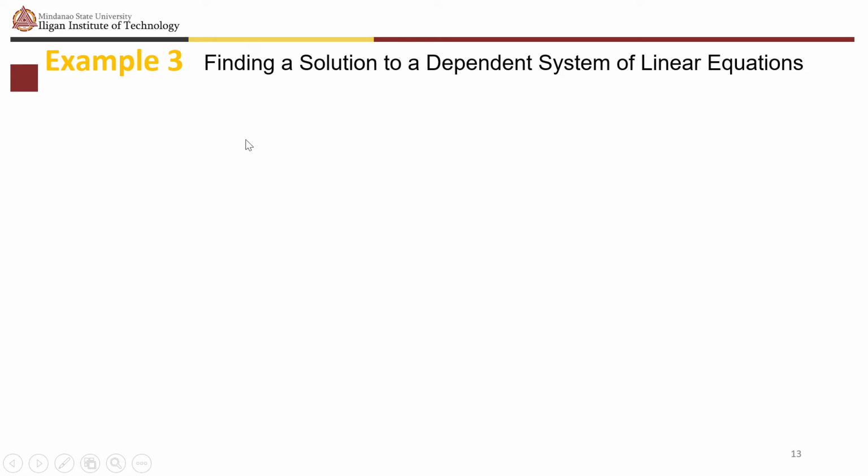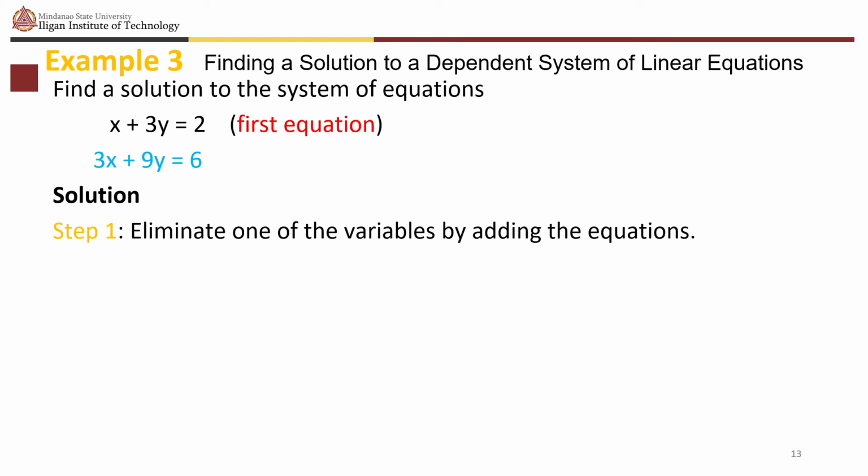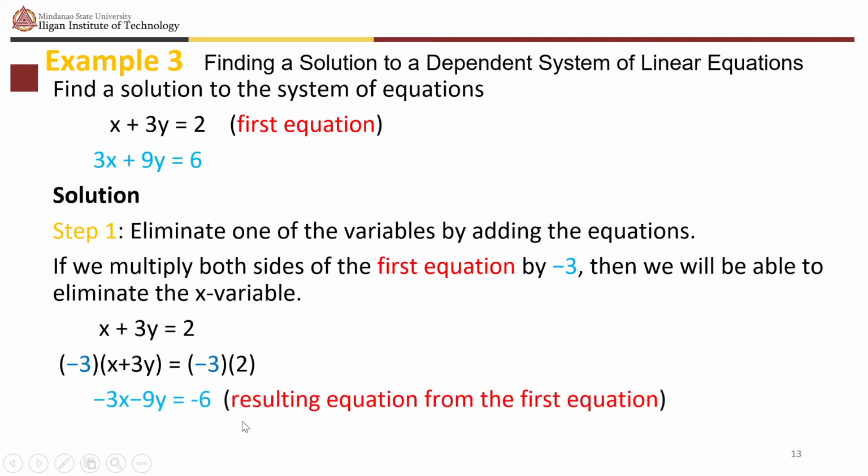For the third example, you're asked to find a solution to a dependent system of linear equations. So find a solution to the system of equations wherein you have x plus 3y equals 2 and 3x plus 9y equals 6. For the solution, we can eliminate one of the variables by adding the equations. Say we would like to eliminate the variable x, then notice that we have to multiply the first equation by negative 3. Multiplying the first equation by negative 3 gives us negative 3 times x plus 3y equals negative 3 times 2, which results in negative 3x minus 9y equals negative 6.